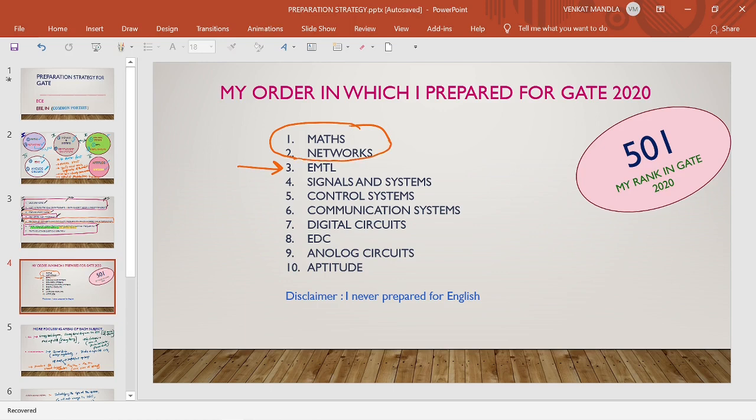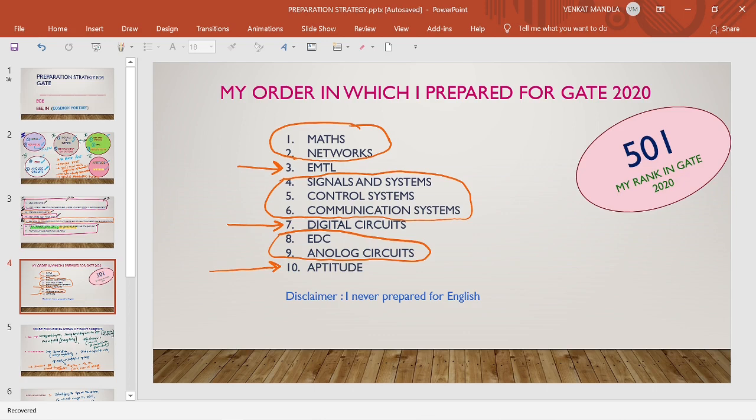The third one is EMTL, and fourth I have put these into one block: signals and systems, control systems, and communication systems. Next, yes, digital circuits part, and then EDC and analog, and then aptitude. Okay, this was my order which I prepared for GATE 2020.